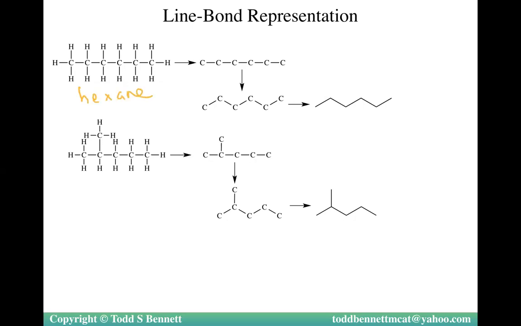This one, the longest chain is actually 1, 2, 3, 4, 5. So this is known as pentane. But I need to emphasize it's 2-methyl. Sorry about this, I didn't give myself enough space. 2-methyl pentane. I'm going to redraw that whole thing because I did a terrible job. So let me write it from the get-go.